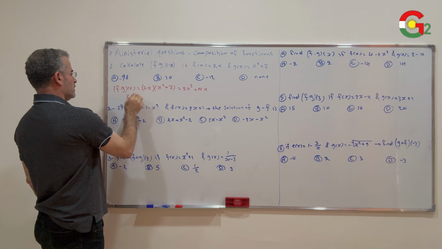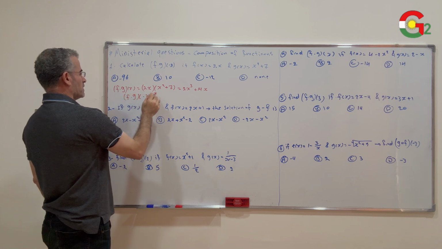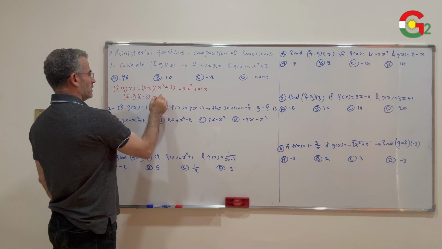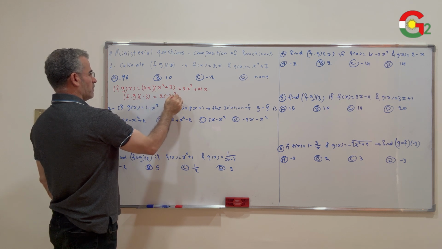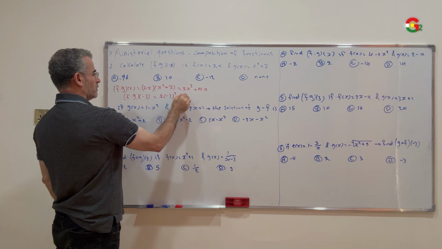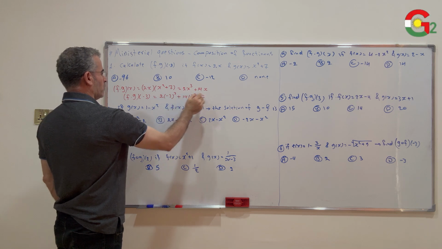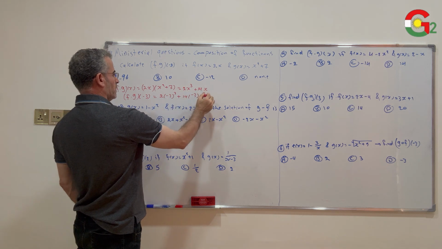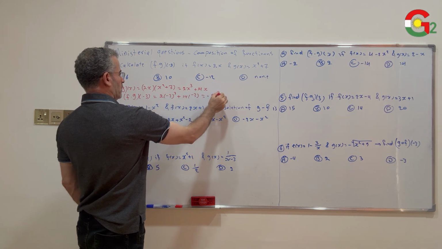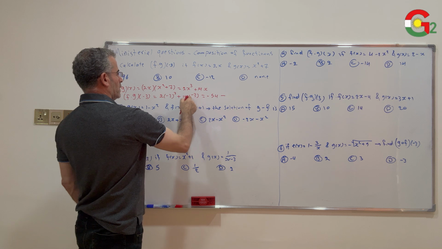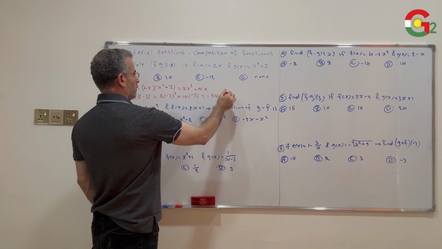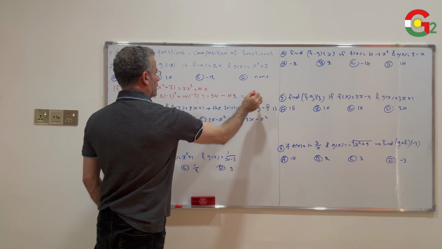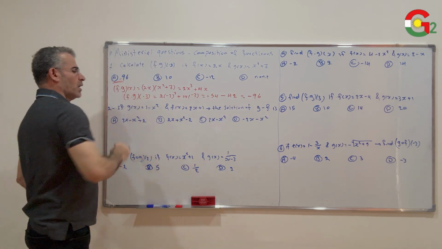F dot g of negative 3: substitute every x with negative 3. Then the result is 2 times negative 3 power 3 plus 14 times negative 3, equal to 2 times negative 27, negative 54, minus 3 times 14, 42, equal to negative 96. Choice number A.